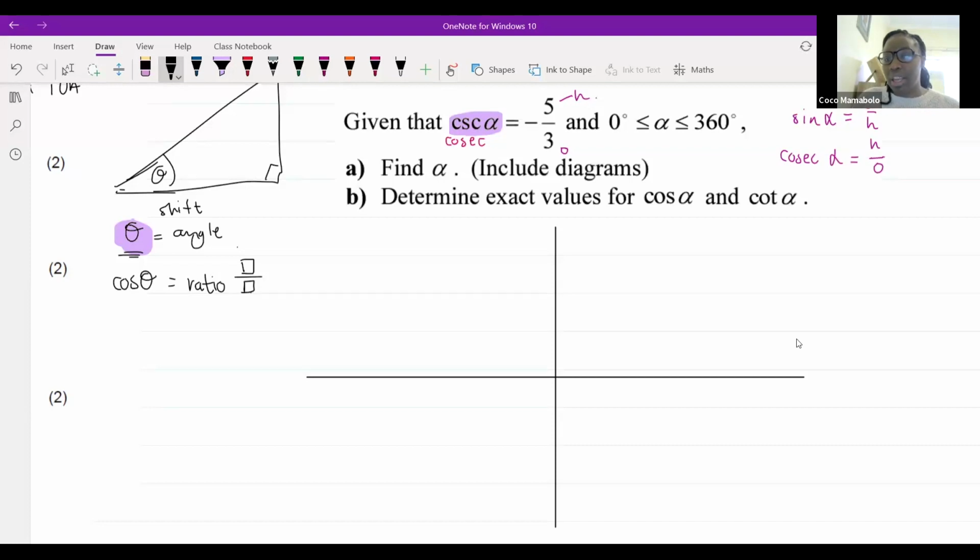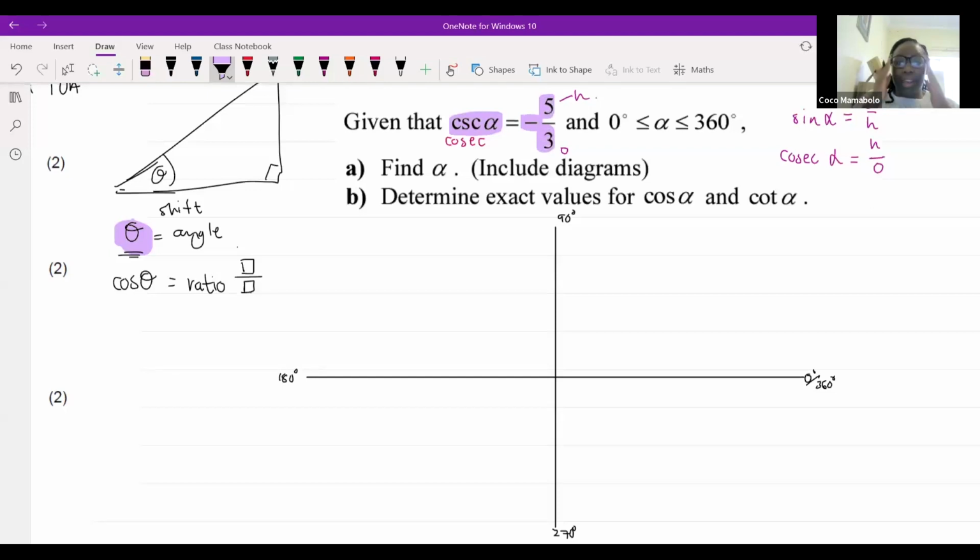Okay, cool beans. All right, so this is 0 degrees, 90 degrees over here, 180 degrees, 270 degrees, and then over here we've got 360 degrees. Now we know that we're going to draw an angle alpha. I don't know how big my angle alpha has to be just yet, but let's think about this, guys. I know that they've told me that cosec of alpha is negative 5 over 3.